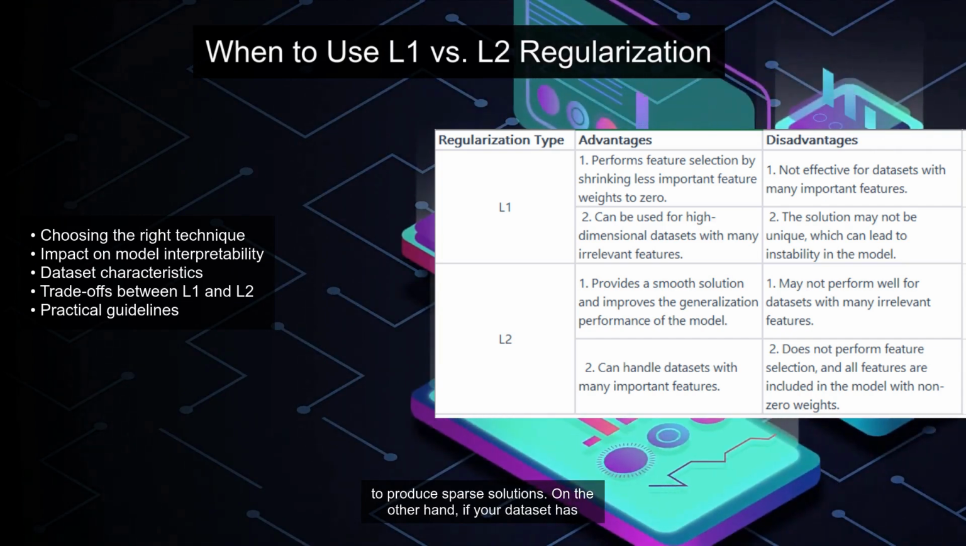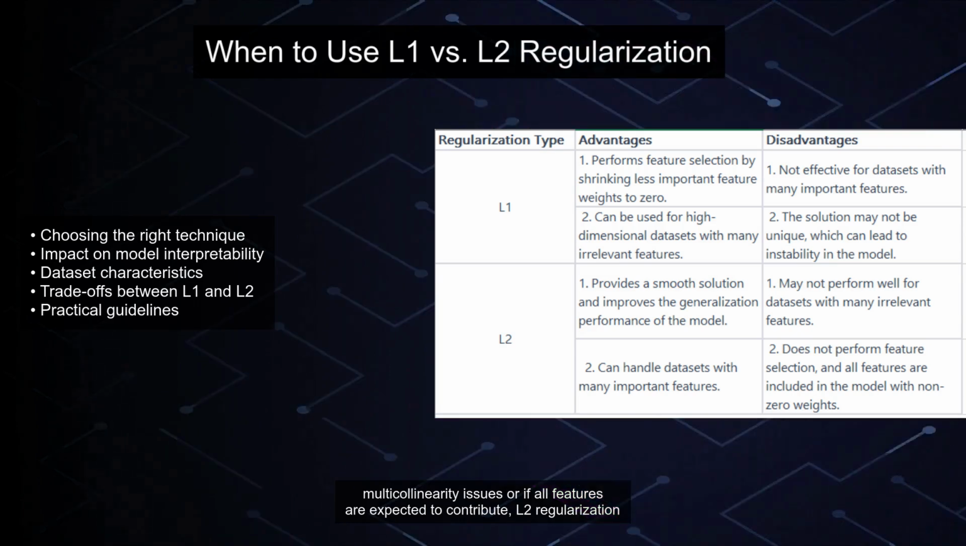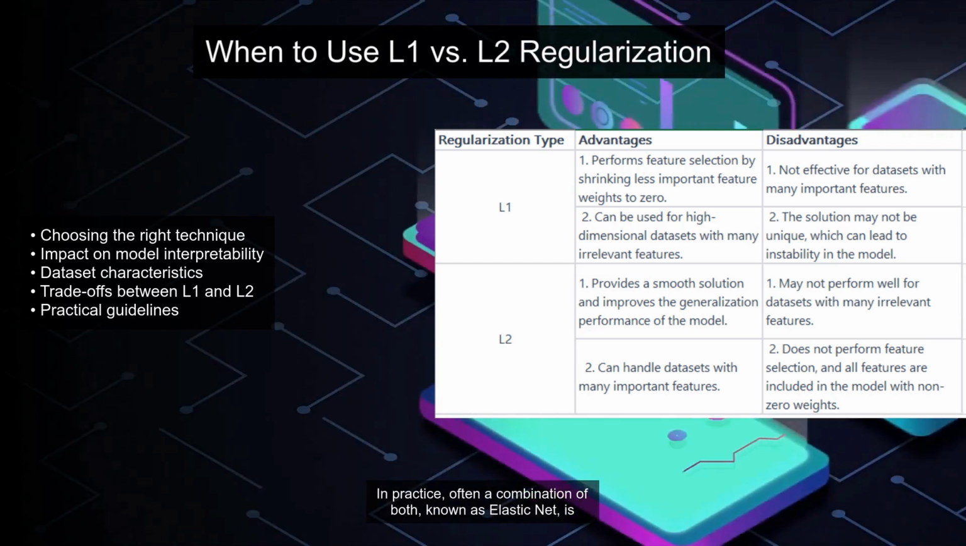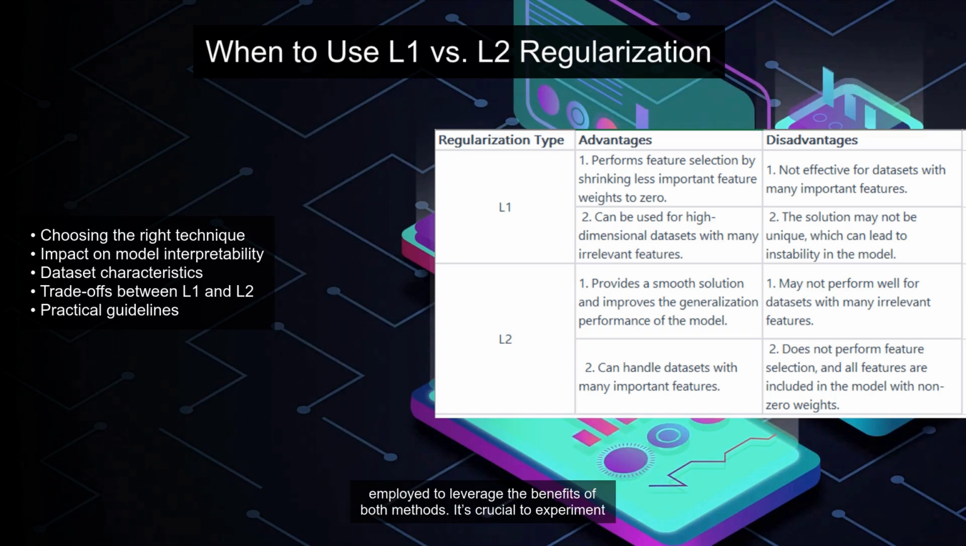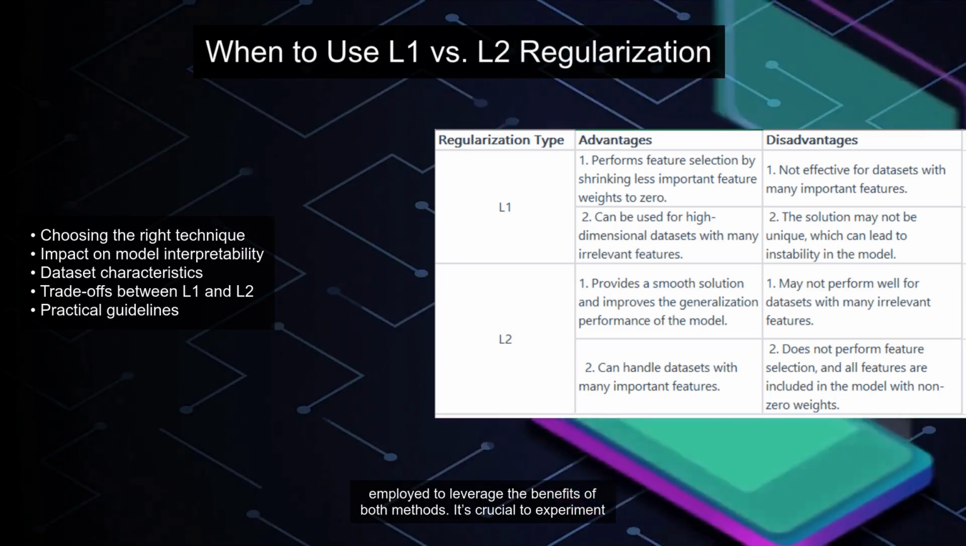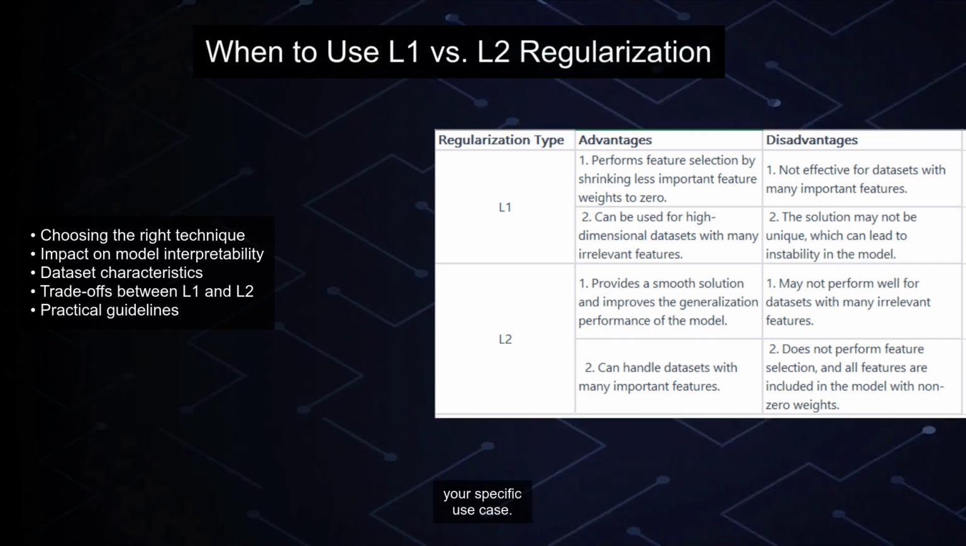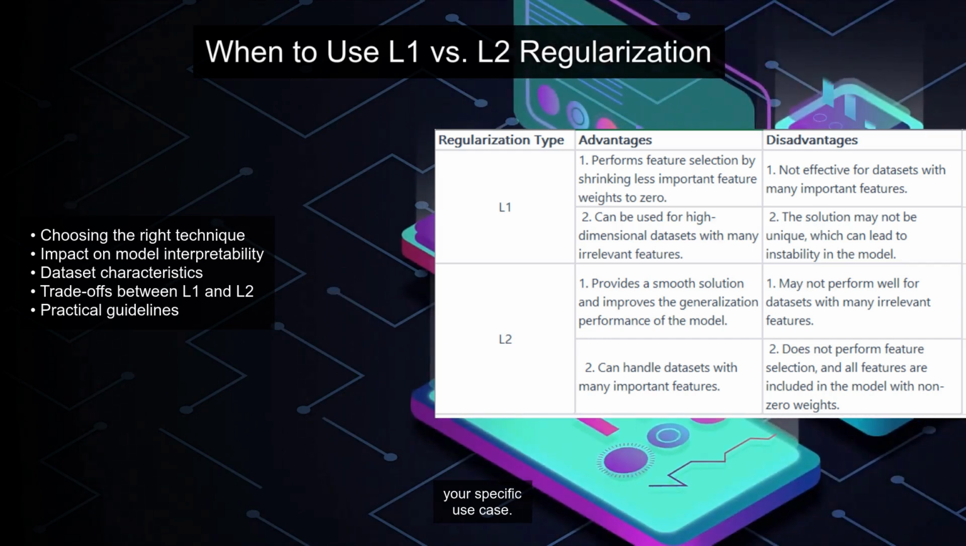On the other hand, if your dataset has multicollinearity issues or if all features are expected to contribute, L2 regularization is more appropriate as it shrinks coefficients but does not eliminate them. In practice, often a combination of both, known as elastic net, is employed to leverage the benefits of both methods. It's crucial to experiment with both techniques to see which one yields better validation performance for your specific use case.